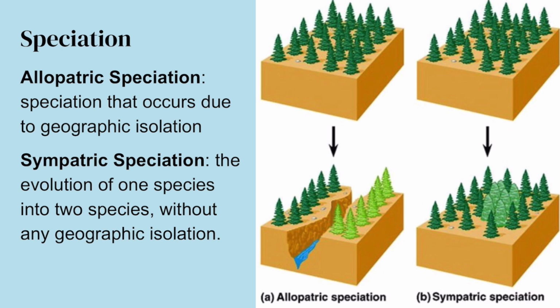The second type of speciation is called sympatric speciation, and this is the evolution of one species into two species without any geographic isolation. This is a little bit more complex than allopatric speciation. One example of sympatric speciation is it often occurs in plants when there's errors during cell division that make the eggs and sperm of certain individuals unable to combine effectively with plants that do not have that error. So you don't really need to know details about sympatric speciation. You just need to know that it's a type of speciation that occurs for the AP exam.